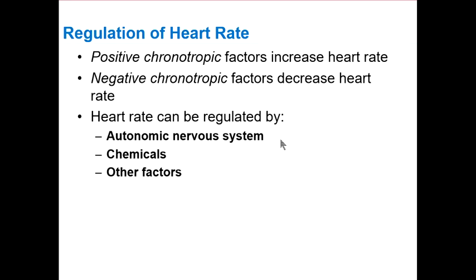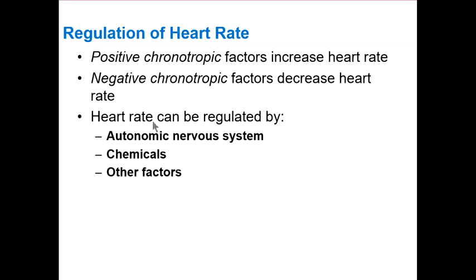Other than stroke volume, the other end of the equation, which can affect cardiac output, is the heart rate. And this last part of the chapter deals with regulation of heart rate. So any factors that increase heart rate are called positive chronotropic factors. Any factors that decrease heart rate are referred to as negative chronotropic factors.